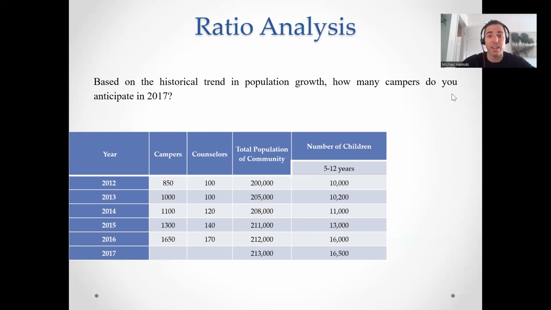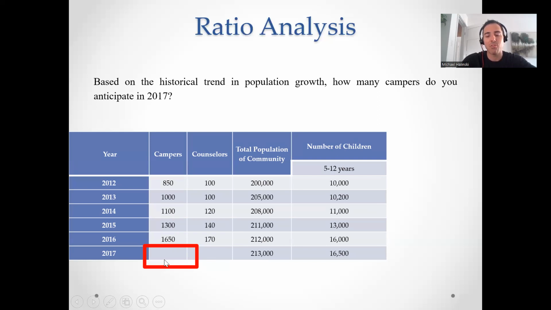Okay, so this is the ratio analysis that was taken up during the workshop. Based on the historical trend in population growth, how many campers do you anticipate in 2017? Okay, so the goal that we're trying to achieve is, just wait, I got a fancy way to do this. Boom. Okay, that's what we're trying to do. I know it's not centered, sorry. But based on this question, that is the final number we are trying to figure out.